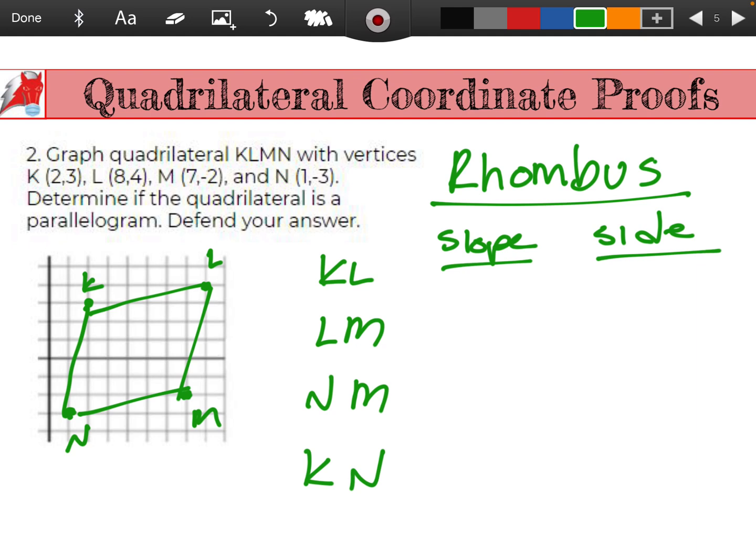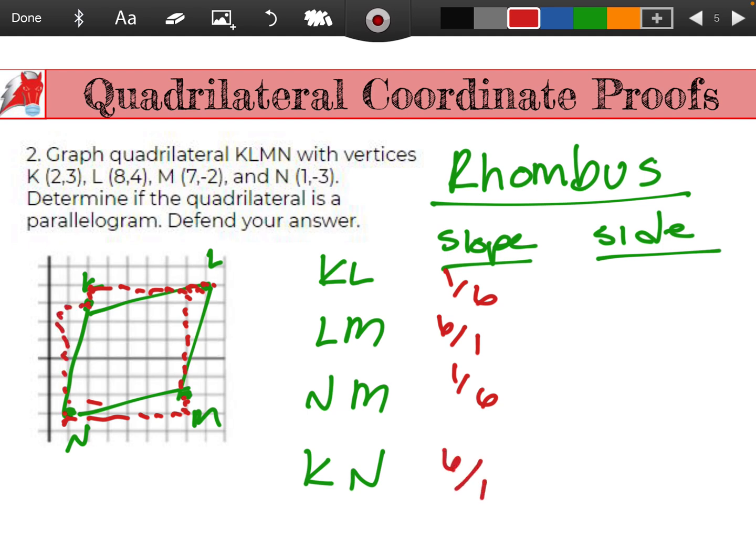Okay? If I find my slopes, let's change color. Up 1 over 6. So 1, 6. If my other one works, that means, right, up 1 over 6. So NM, that works. Hey, one set of parallels. The next one, I'm going up 6 over 1. So this is 6 over 1. Is the other one? Yes, it is. Up 6 over 1. Up 6 over 1. So I got the first part of parallels. Now let's see what the side lengths do.